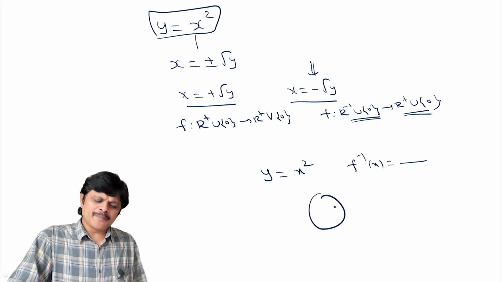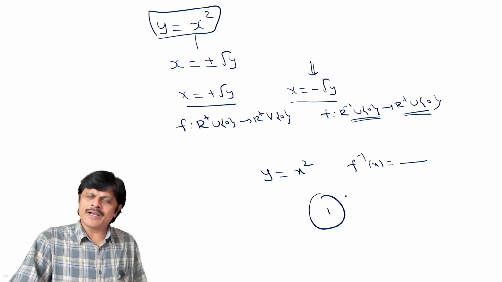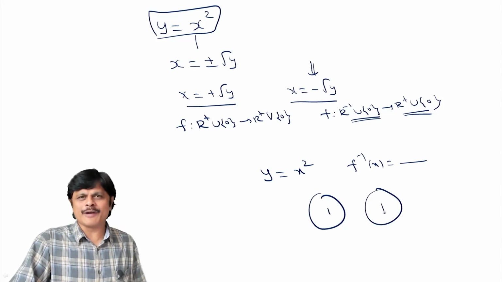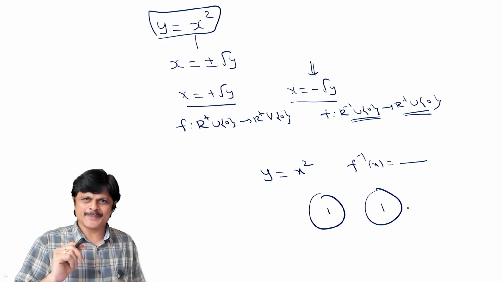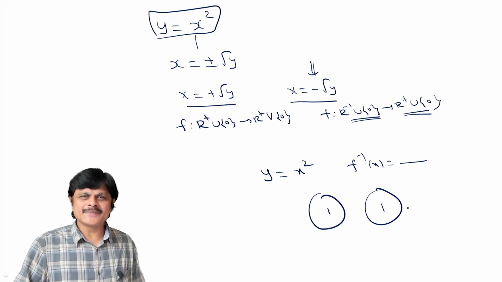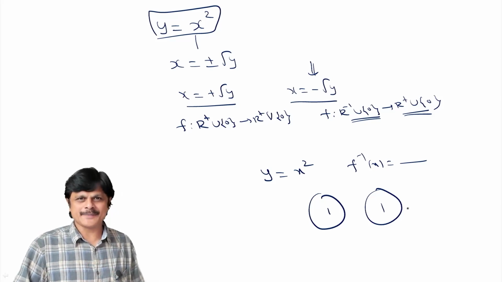For example, if your domain is having only one element and codomain is having only one element, obviously inverse exists. I can have like that. Is it clear? So we need to always understand that particular point. Is the idea clear? Okay, this is about inverse of a function.